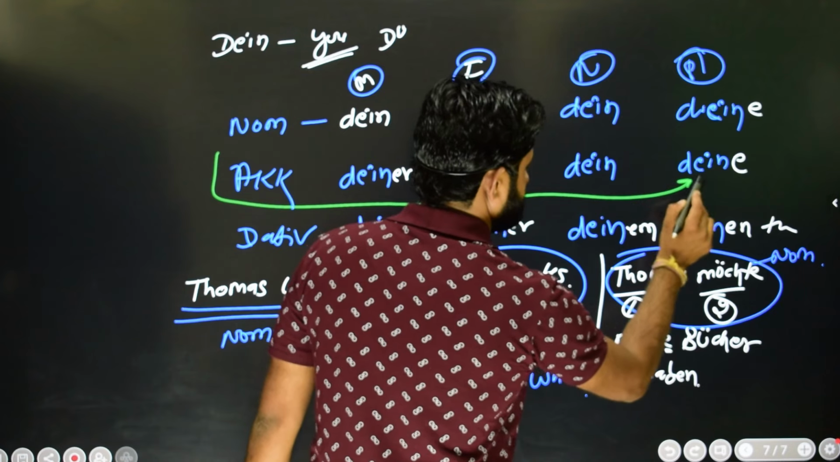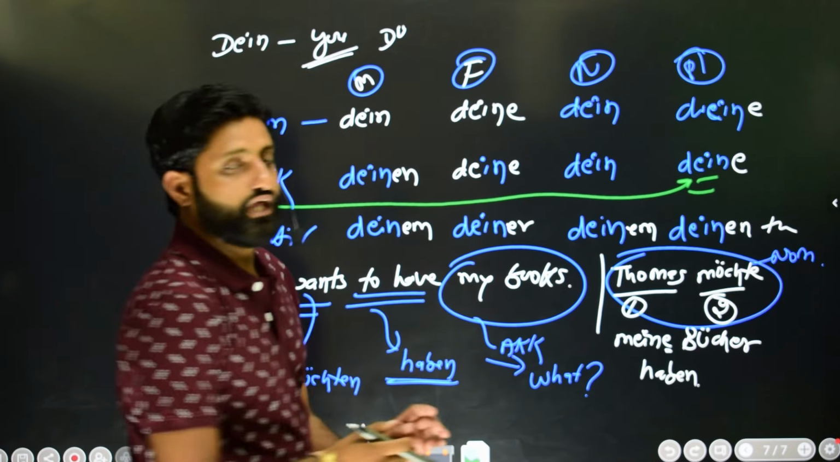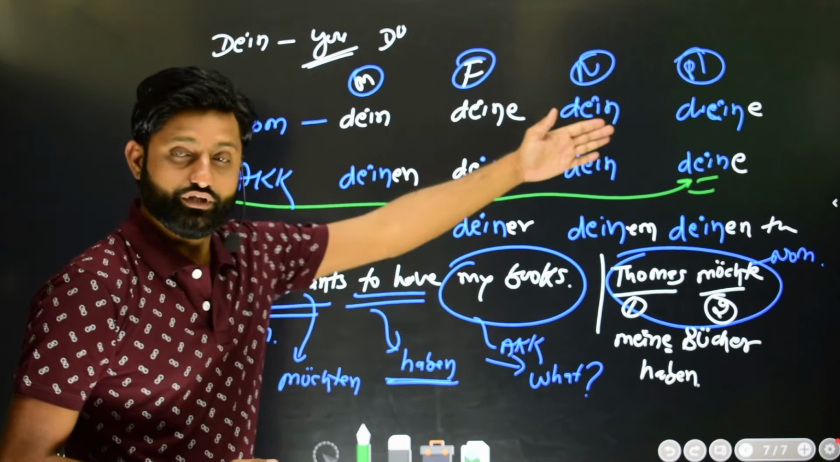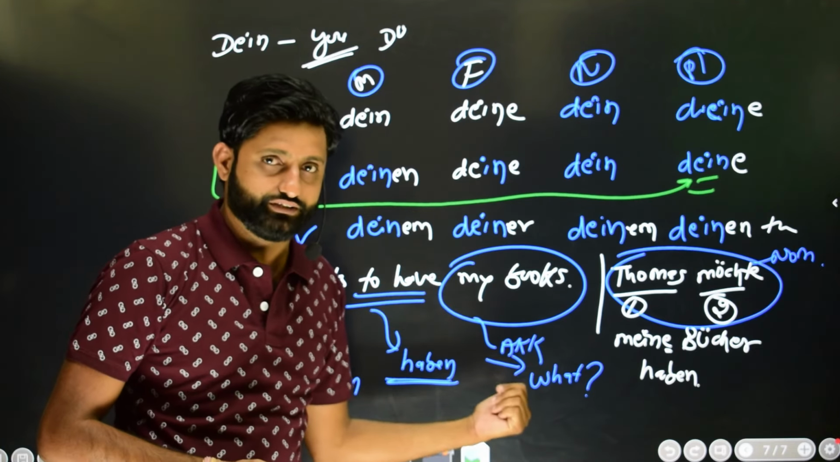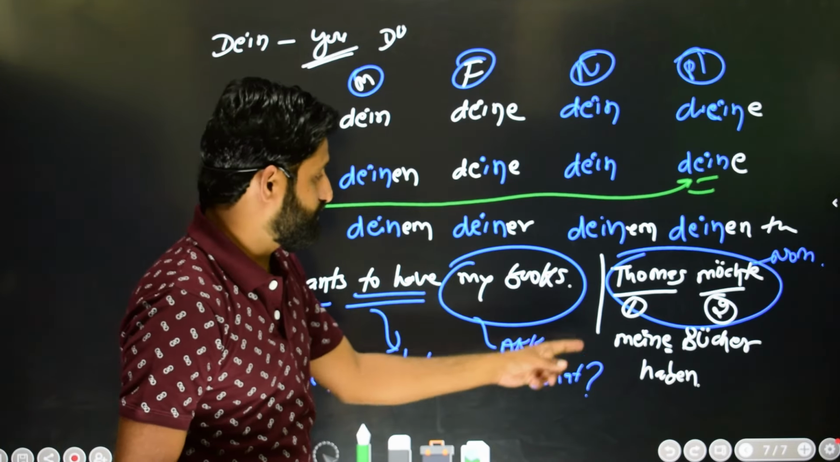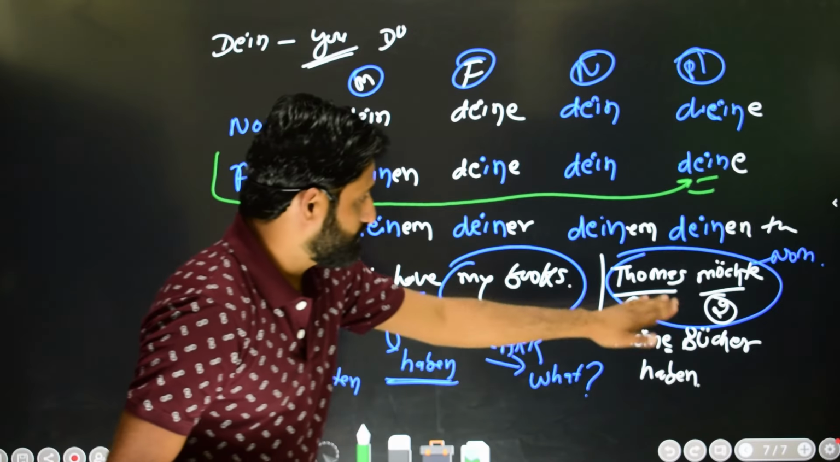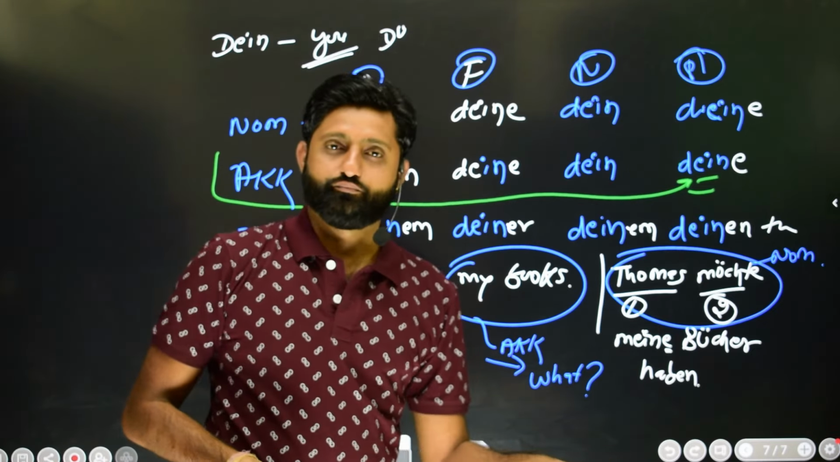So I added deine instead of mine. Thomas wants to have my books. I gave the example of dein, but I have taken one example of my. That is the reason. Here it is deine, it is mine. But this is the correct sentence. Thomas möchte meine Bücher haben.